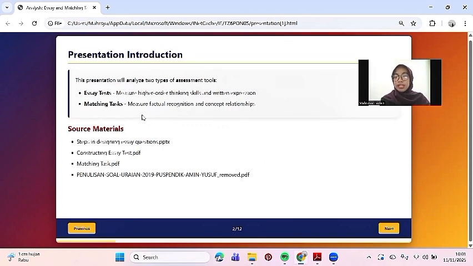Meanwhile, matching tasks are used to measure factual recognition and how students connect related concepts. This type of test focuses more on accuracy and recall of information. These two tests serve different purposes and are applied in different classroom contexts. Next.